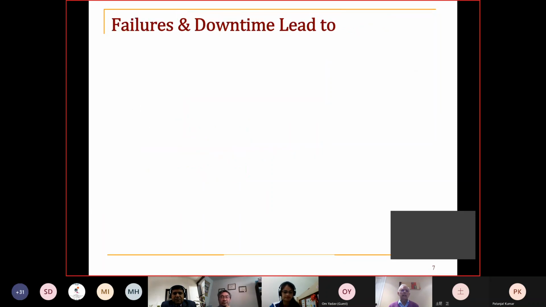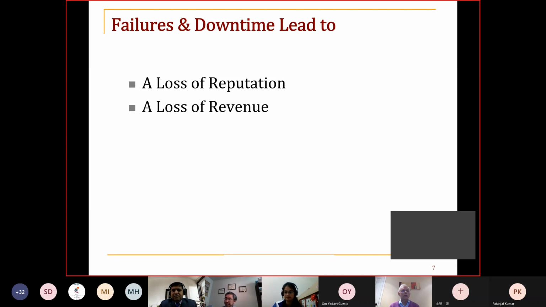So it is clear then that failures and downtime due to these failures lead to loss of reputation, like Boeing lost a reputation for a while, and maybe it still has due to that 737 problem. Loss of revenue, Boeing lost a lot of money as a result of that problem. And as we saw, possible loss of life. So these are serious problems.